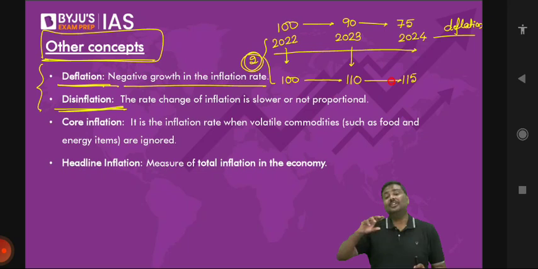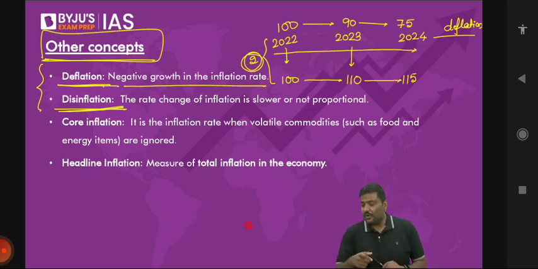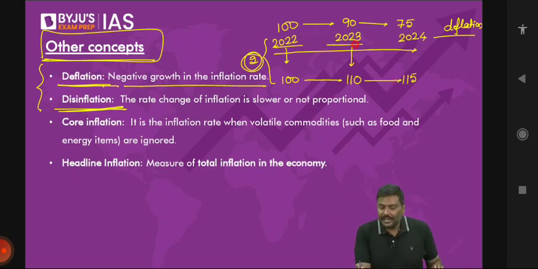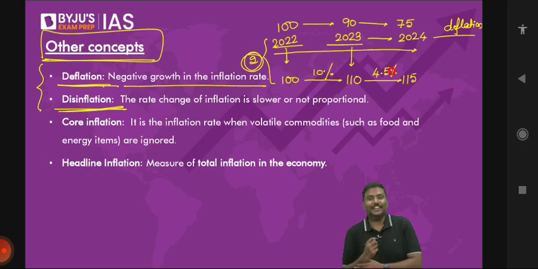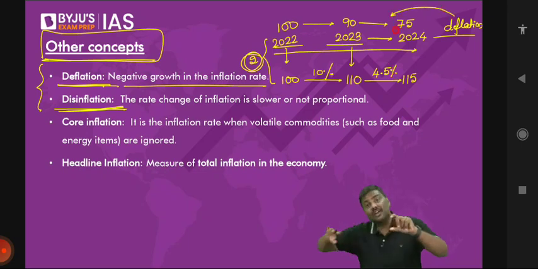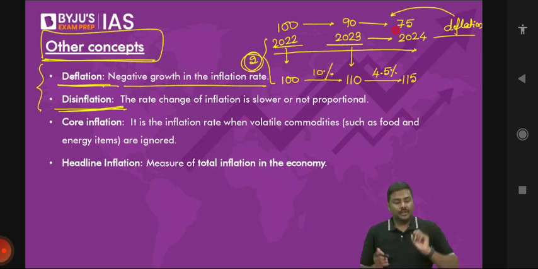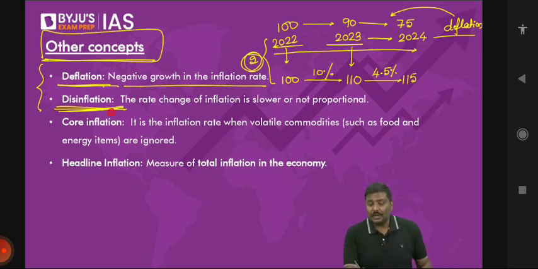Now please focus on rate of inflation. 22 to 23, what was the rate of inflation? 10%. And 23 to 24, what is the rate of inflation? Around 4.5%. I'm just rounding off. So follow this very carefully. Whenever you talk about deflation, it simply means price levels are falling. They're not increasing. They are falling. Whenever you talk about disinflation, you're not talking about price levels. You're talking about rate of inflation. The rate of inflation is actually slowing down. Any difficulty? Let me know.